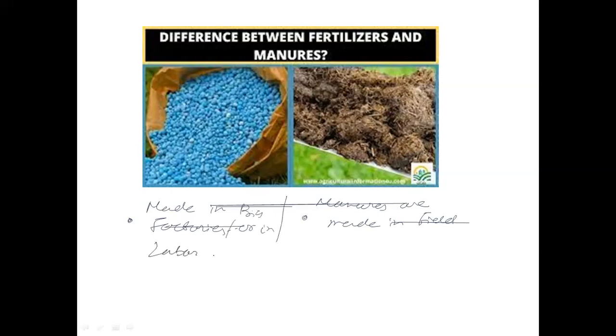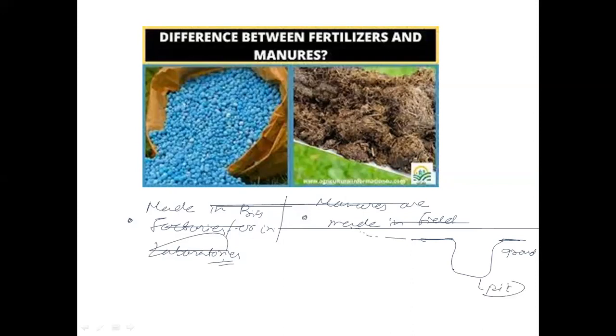A laboratory is a place where chemical substances are produced. And how are manures produced? What the farmers do is simply dig a pit in the ground. They put all the organic waste in it.